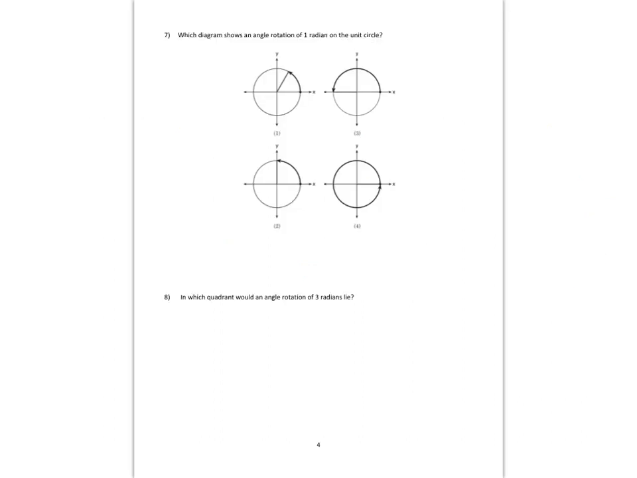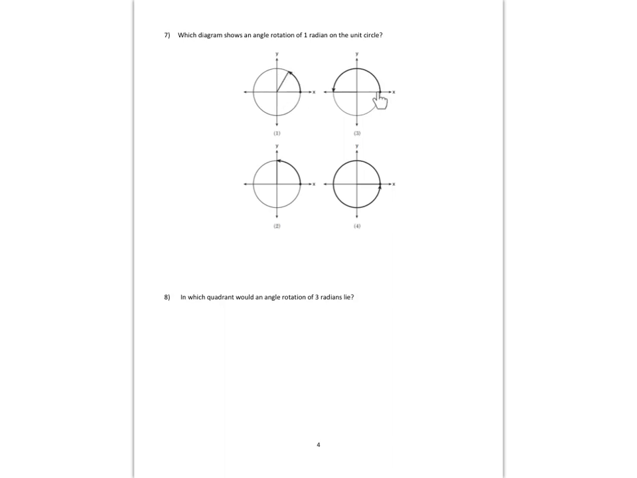Okay, so now if you flip to the next page, if we take a look at number 7, it says, which diagram shows an angle rotation of 1 radian on the unit circle? Now, when we look at the unit circle, we're used to looking at it in degrees, right? So we know that this angle right here, since it's in the first quadrant, it's somewhere between 0 and 90 degrees. I would say this looks like about a 60-degree angle.